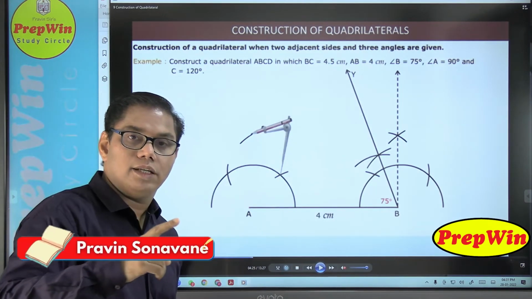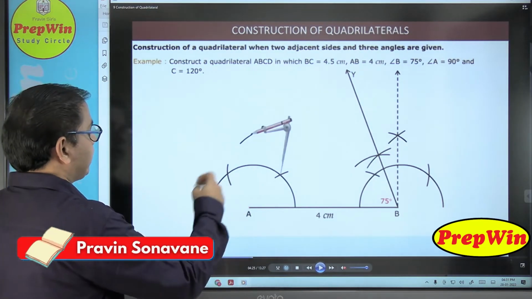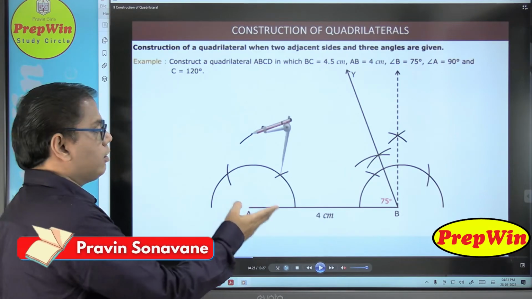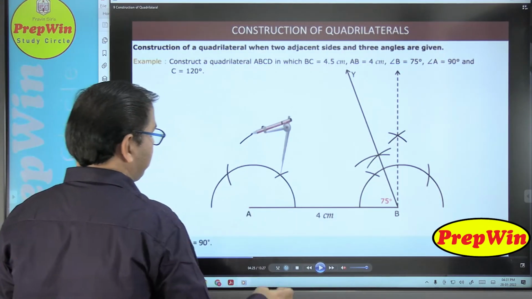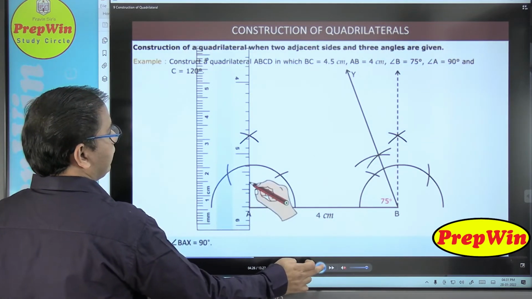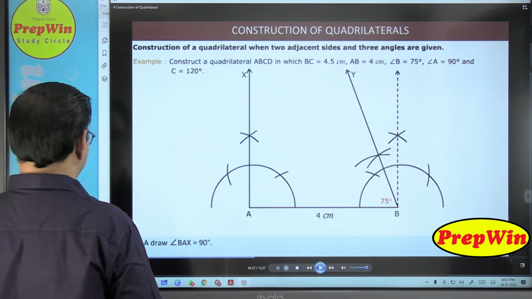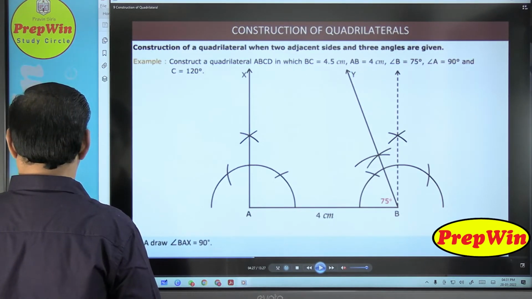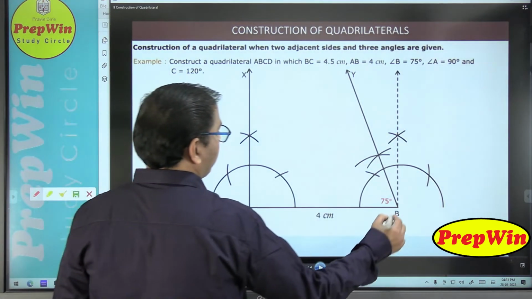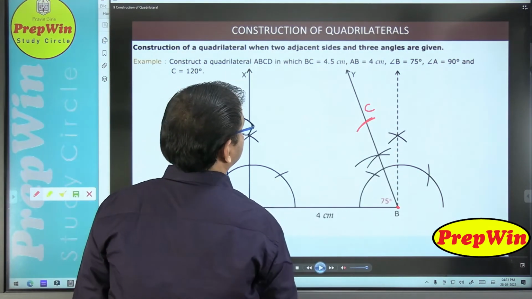In my introduction part I have shown you two methods of drawing 90 degree. One was bisecting 180 degree and another was 60 plus 30. So this is 60 plus 30. Look here, bisector. This line is 90 degree. Correct? Now BC is 4 centimeter, so you will take 4 centimeter on your compass.